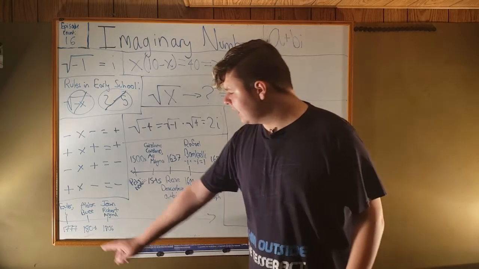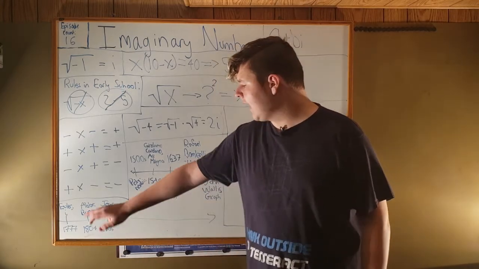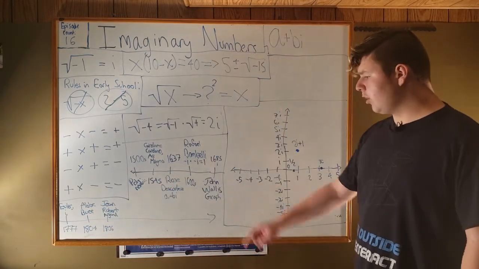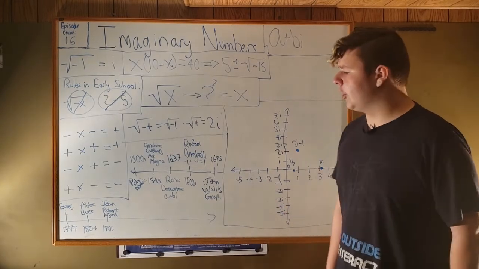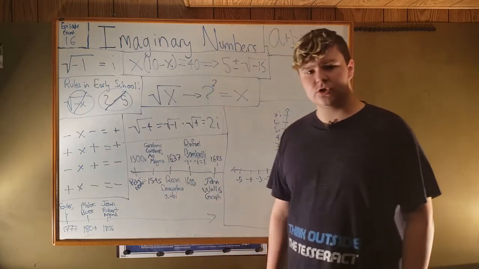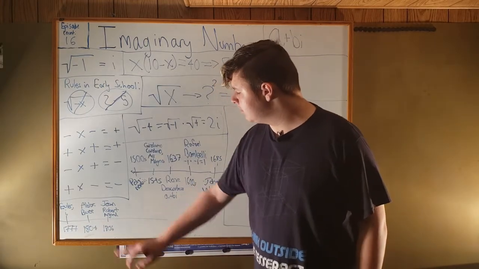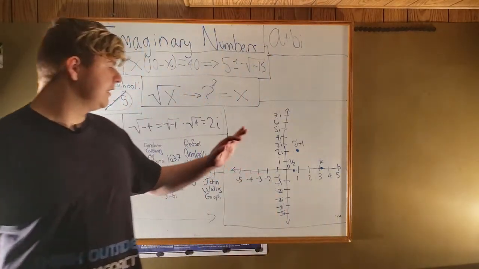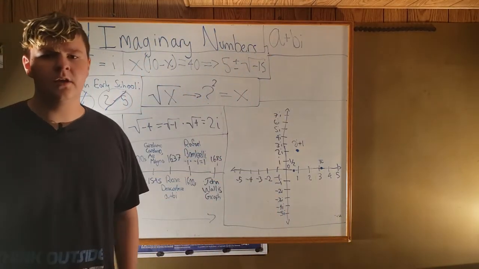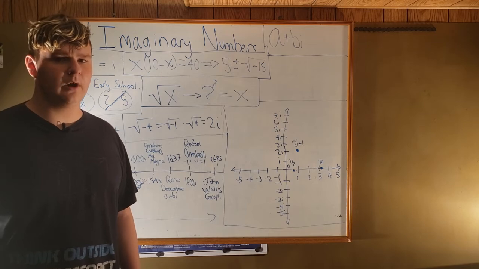And then a few years later, in 1804, a mathematician named Abbé Buée agreed with John Wallis's work and started spreading the word about it, but didn't get very far. Then in 1806, just a couple years later, a mathematician named Jean-Robert Argand started spreading the word of how to graph things on the complex plane, which is now called the Argand diagram.